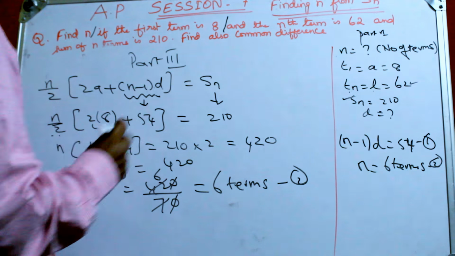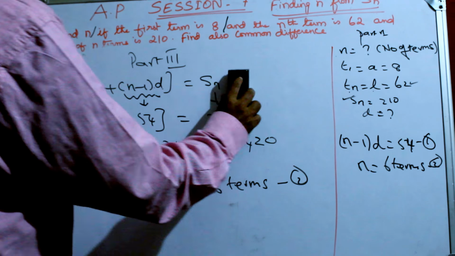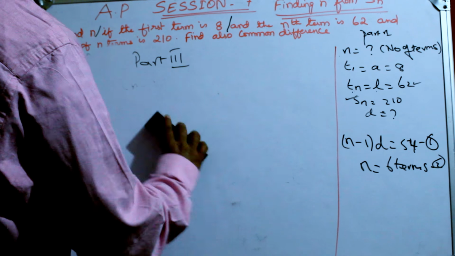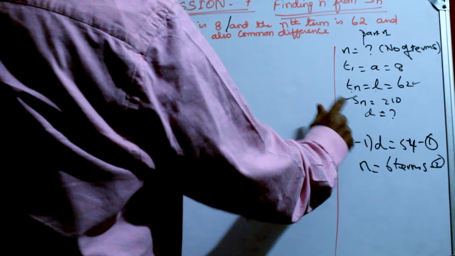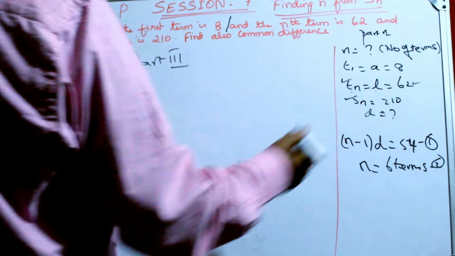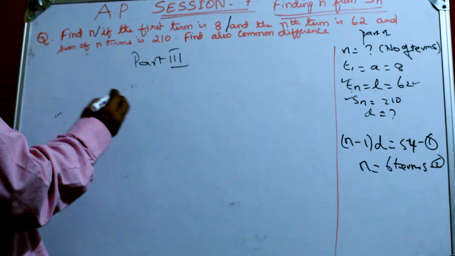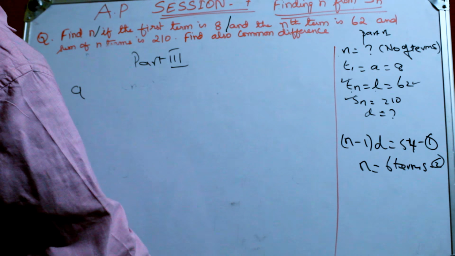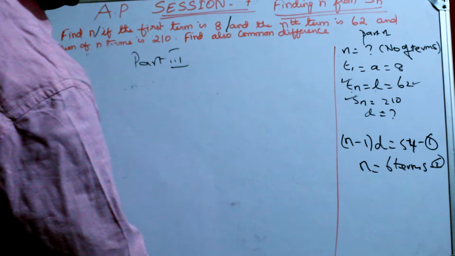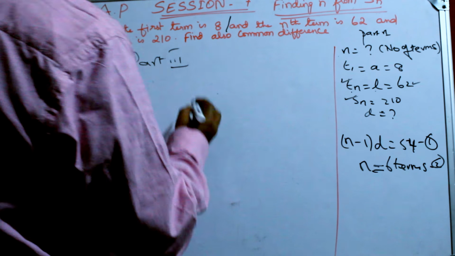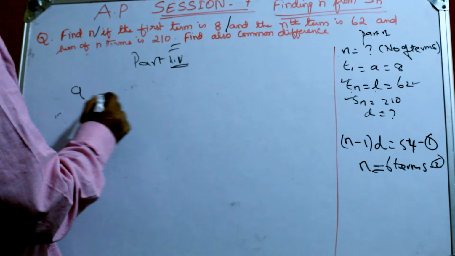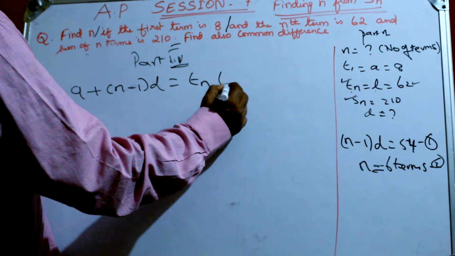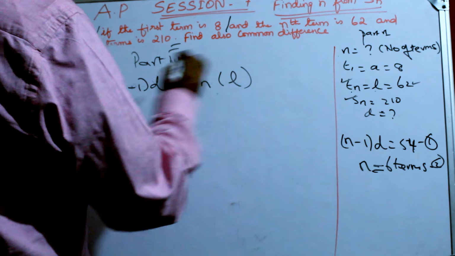Then what more do you want? We have to find the common difference. To find the common difference, we can use Tn or Sn, but Tn is easy, Sn is a little bigger. So write Tn; this is part 4. So now look here, A plus n minus 1 into D is equal to Tn. Tn is also called the last term. A is nothing but 8.